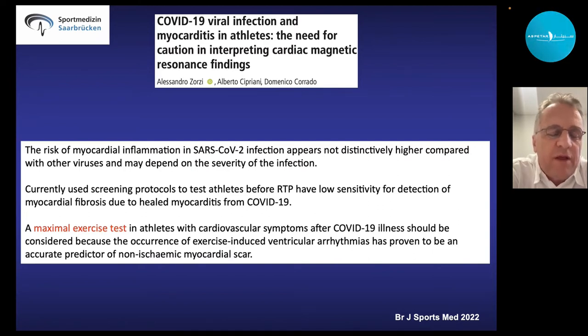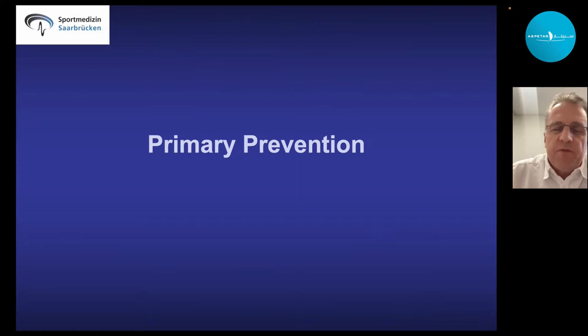Instead, he recommends a maximal exercise test because the main concern is arrhythmia induced by exercise. And in contrast to the general eligibility screenings, where he does not recommend that, he is in favor of it after COVID-19 disease. So that's probably a much more basic approach than putting all athletes into the cardiac MRI. But this is far-reaching management of infectious disease, and it reveals that it doesn't make sense to go that far.